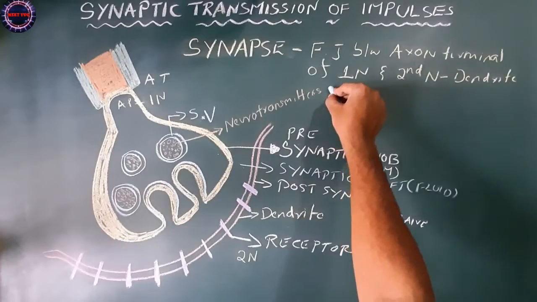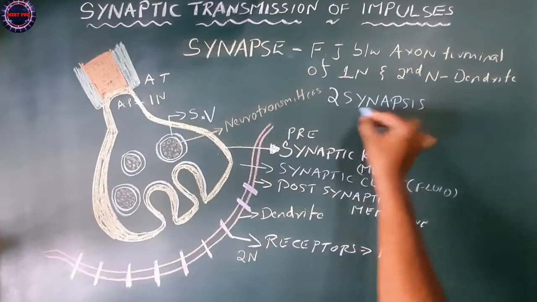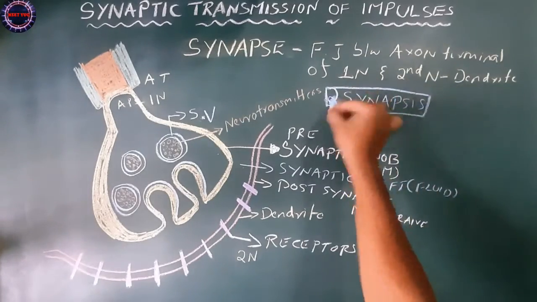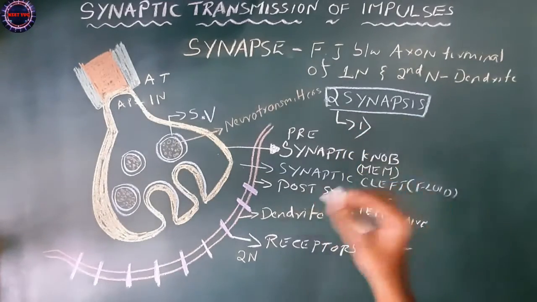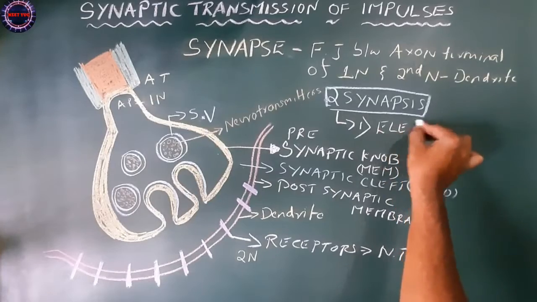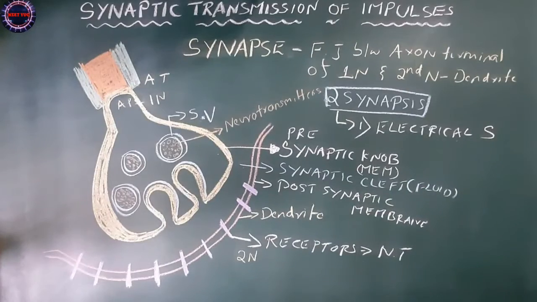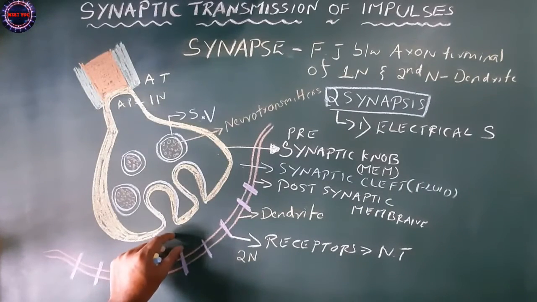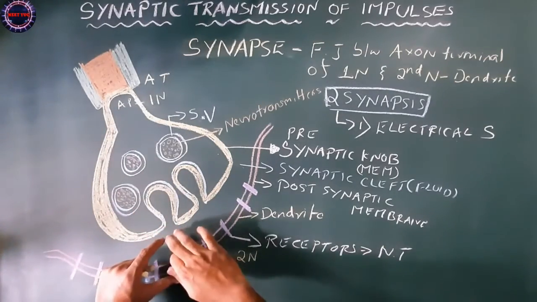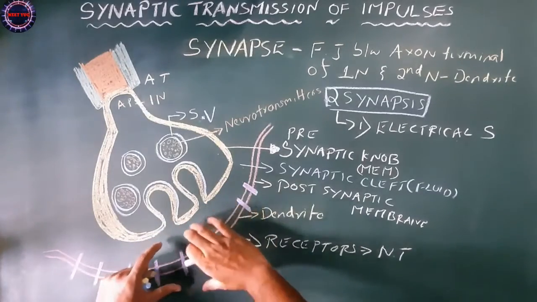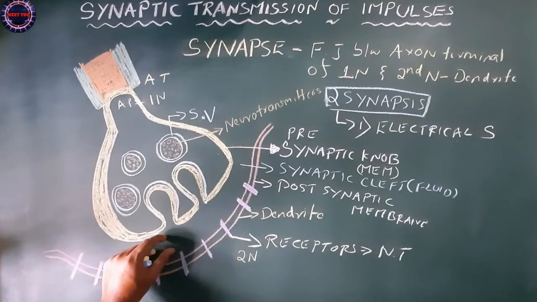There are two types of synapses which will be seen in living organisms. Let me write, there are two types of synapses. The first one, which is rare in human beings, is called the electrical synapse. What is this electrical synapse? Here you don't see the synaptic cleft between the two neurons. This is one neuron, and at very close proximity you could see the other neuron's dendrite. So you don't see the gap here. Got it?